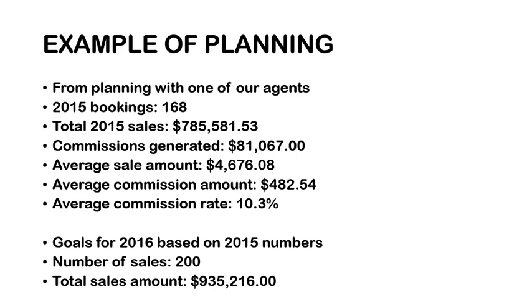So then we take that and throw in things like the economy, any issues that may affect what she may do next year. And we say, okay, for 2016, based on 2015, we want you to do 200 sales, and we want you to do a total sales amount of $935,000. That's taking into account your average sales amount and the number of sales that you did in 2015. Just a quick and dirty way. And again, we use this one sheet when we sit down and do agent evaluations.